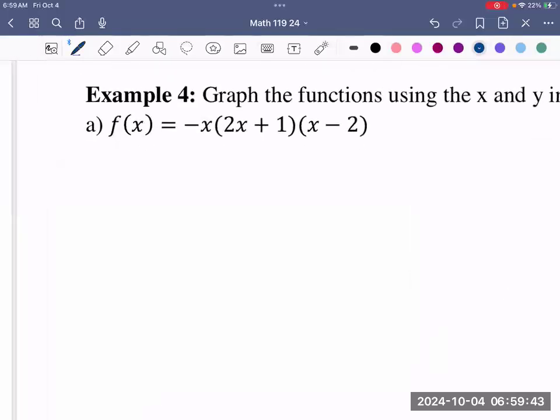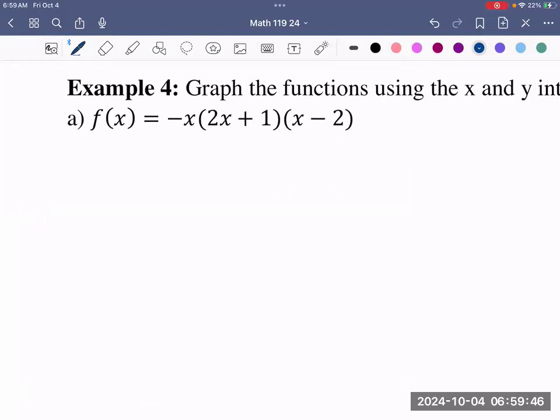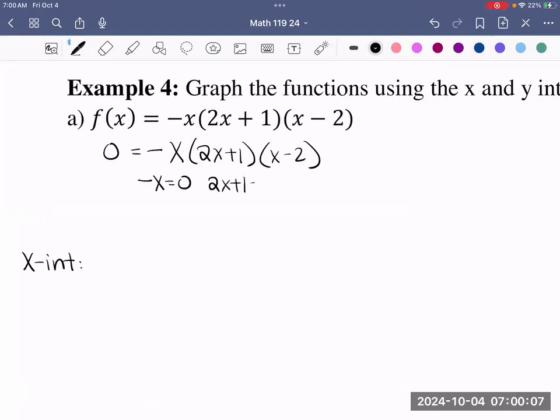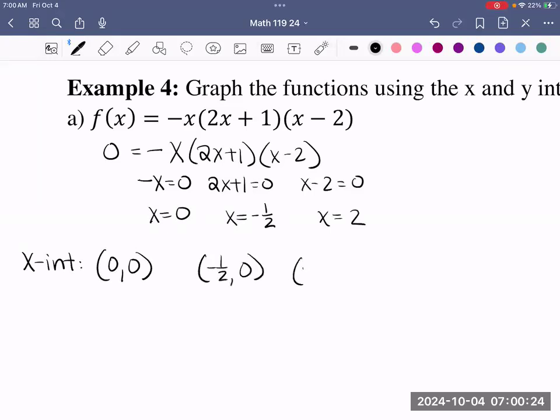So when we look at this, it's already in factored form. So we don't need to factor it. All we need to do is set it equal to 0: -x, 2x plus 1, and x minus 2. We can pick out each and every one. So trying to find your x-intercepts here, we set -x equal to 0, 2x plus 1 is equal to 0, and x minus 2 is equal to 0. So your x is at 0, your x is at -1/2, and your x is at 2. These are your x-intercepts: 0, 0; -1/2, 0; 2, 0.